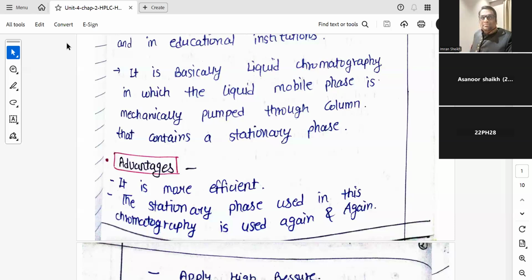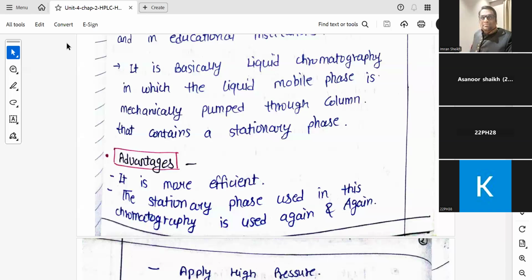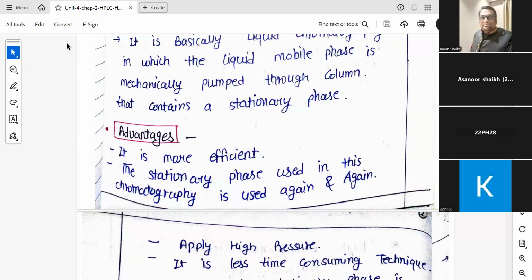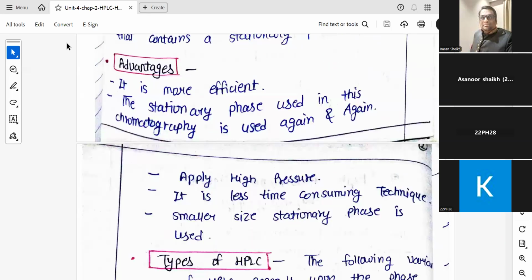Okay. So kindly do that. So basically it is a liquid chromatography. Here the mobile phase is liquid, and how is it done? Here we apply high pressure. So high pressure on what? A mechanical pump is applied, and through the mechanical pump, the liquid phase is passed through the column. And where does it go? It goes through the stationary phase.